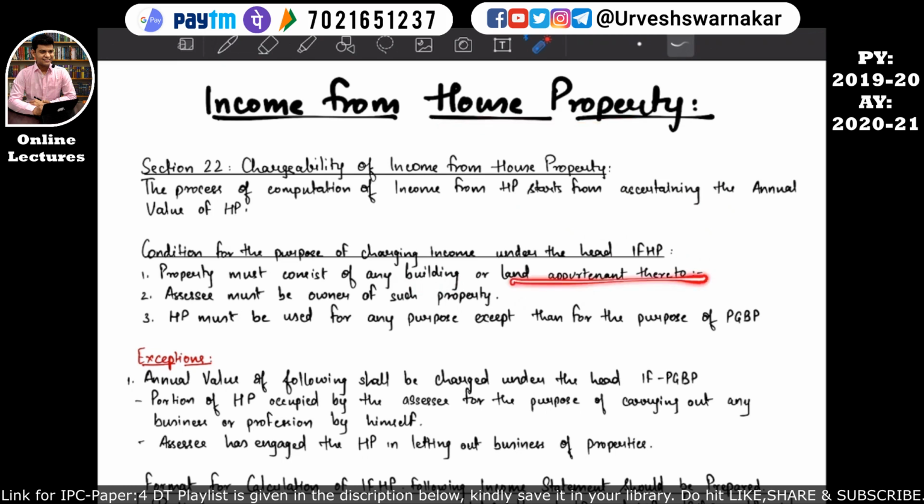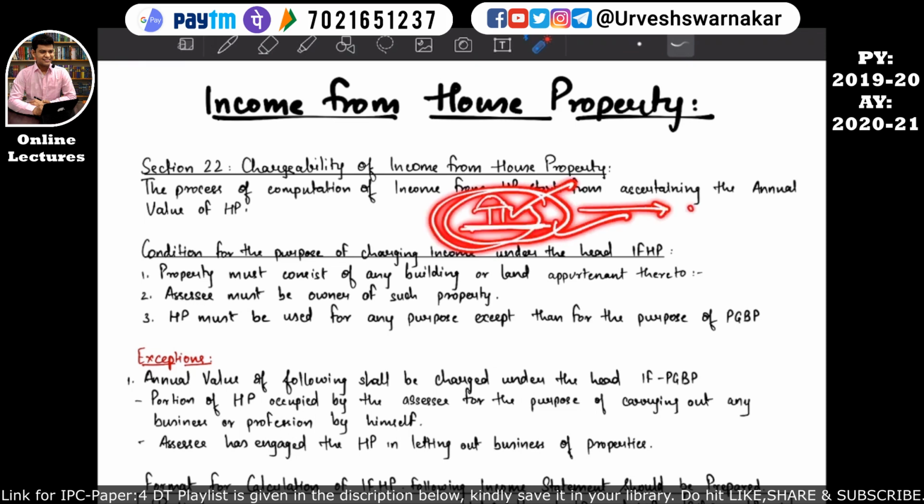Or land appurtenant thereto means any property connected to a land. This is a land and a property is connected to the land. Then the entire property as well as the land will be considered as house property. That is what land appurtenant thereto means. I hope by now you all are able to identify which property will be considered as a house property.